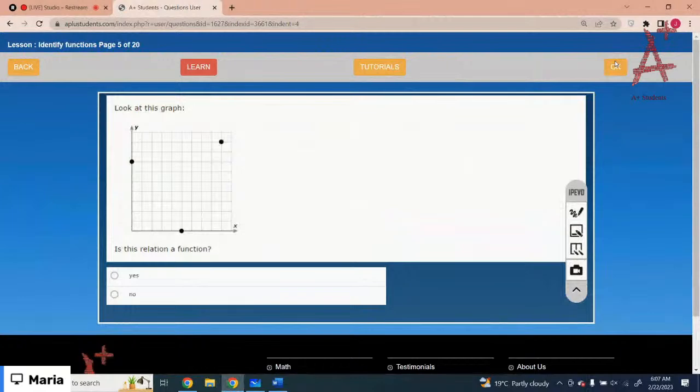Okay, the next one is look at the graph. Is this relation a function? Yes, this is a function. All the points have different x and different y values. If you have points on the graph, they are a function here because you have different x values and y values. So the answer is yes.